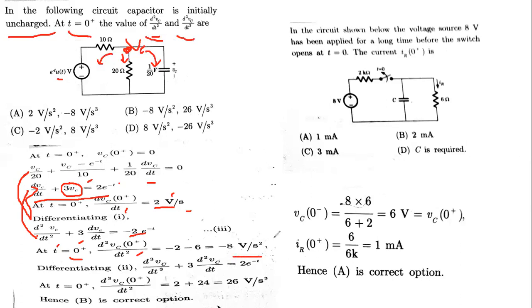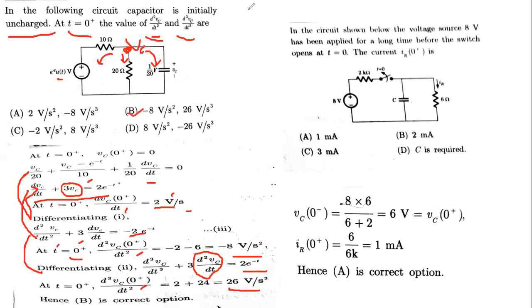Going to the next derivative, differentiate this equation again. So this is d cube Vc/dt cube plus 3 d square Vc/dt square equal to 2e to the power minus t. Now put in the value of d square Vc/dt square, and you will get the value of d cube Vc/dt cube as 26 volt per second cube. So the answer is minus 8 volt per second square and 26 volt per second cube. So option B is my correct option.